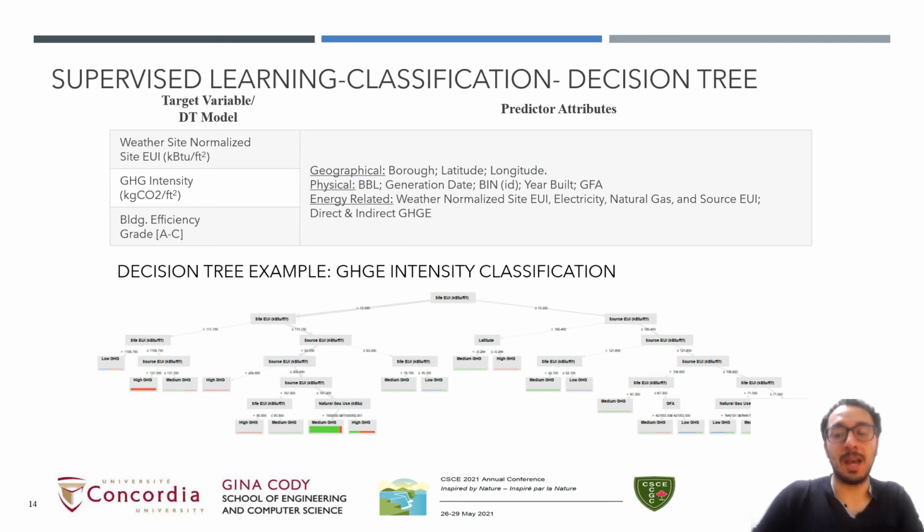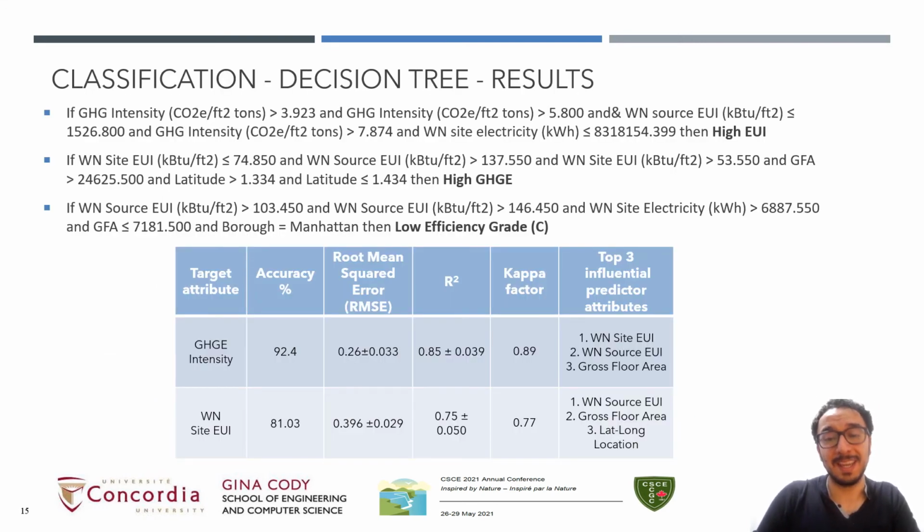The second algorithm, to be compared with affinity analysis rules, is decision tree classification, which we applied as part of supervised learning with three major categories as predictor attributes: geographical, physical, and energy related, with the shown attributes. And we developed three models for three different target variables: weather normalized site EUI, greenhouse gas emission intensity, and building efficiency. And you can see an example of the extracted tree here for greenhouse gas emission intensity.